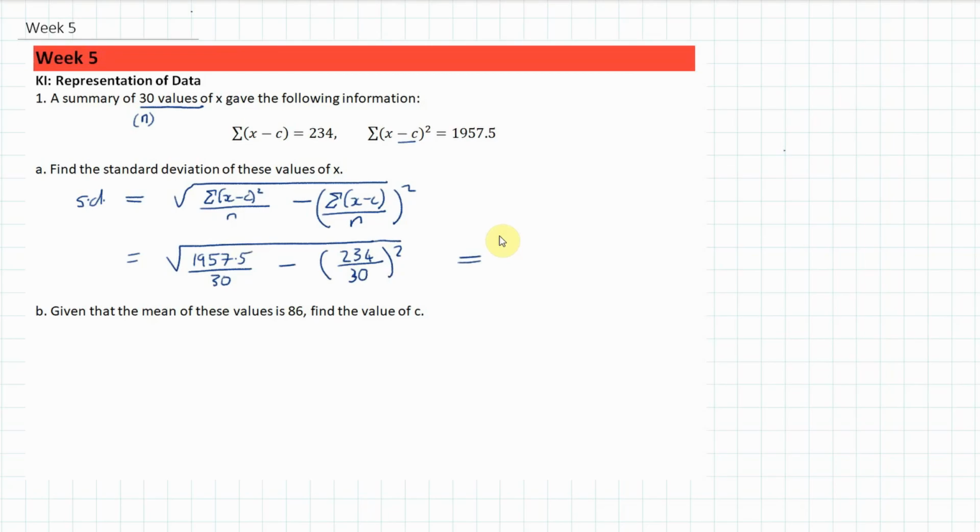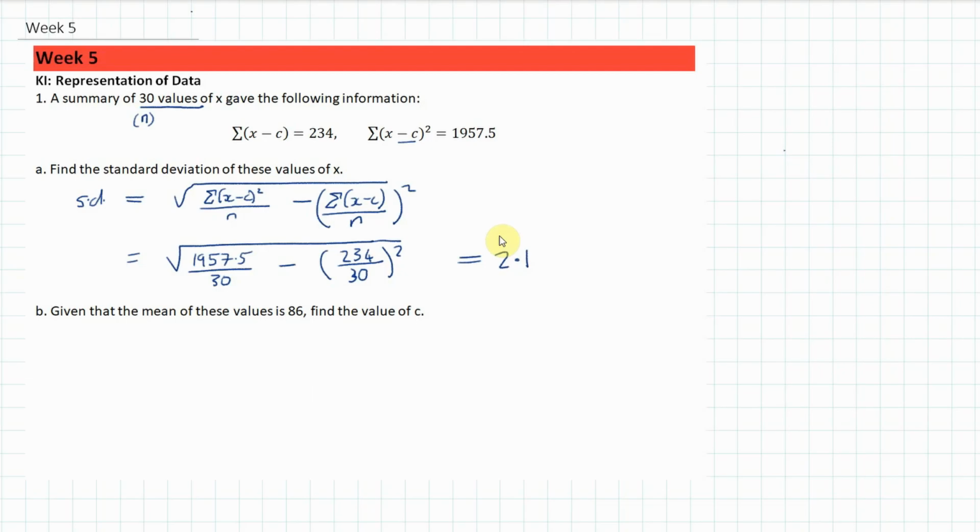Now, when I chuck this into my calculator, what do I get? Oh, bother, I'm in the wrong mode. Okay, square root 1957.5 over 30, subtract, and we'll pop this in brackets, 234 over 30, and we're going to square that value. Now, this is giving me an answer of 21 over 10, which is 2.1. Okay, so the standard deviation is 2.1.